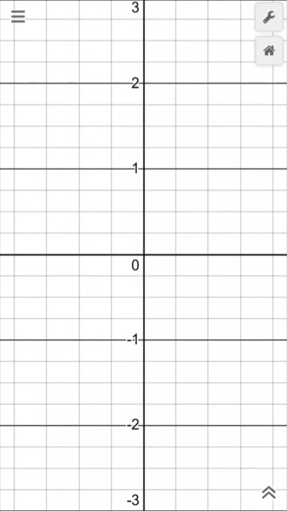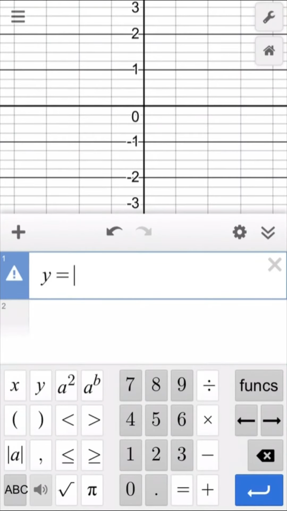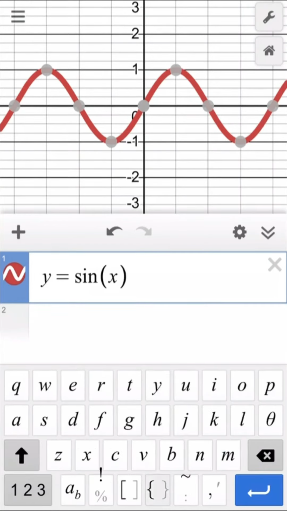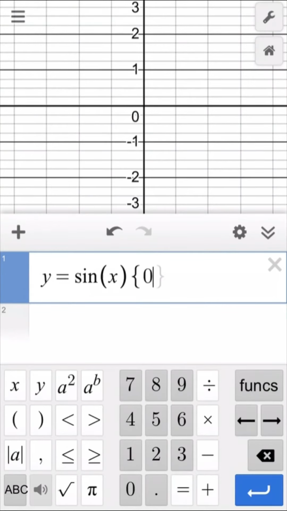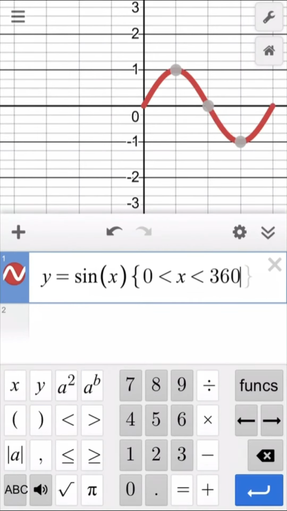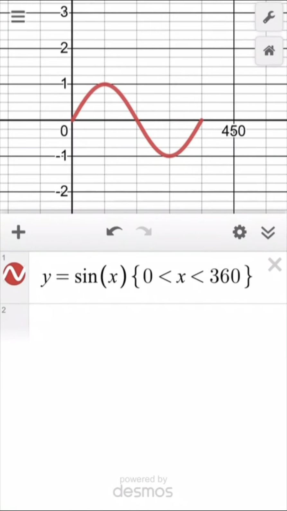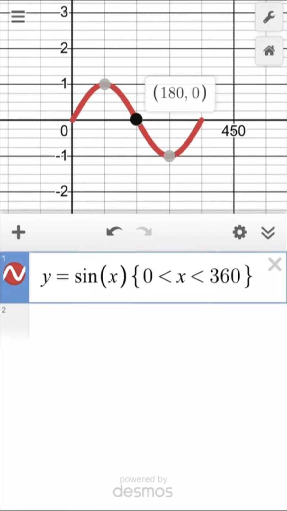Okay, now we write down the function. The first function is sin x. Y is equal to sin x. Now we are mostly concerned with sine function from 0 to 360 degree, that is in first 4 quadrants. So we put a restriction here from 0 to, we are dealing with degrees here, so 0 to 360. You can see it shows us the graph from 0 to 360 degrees.